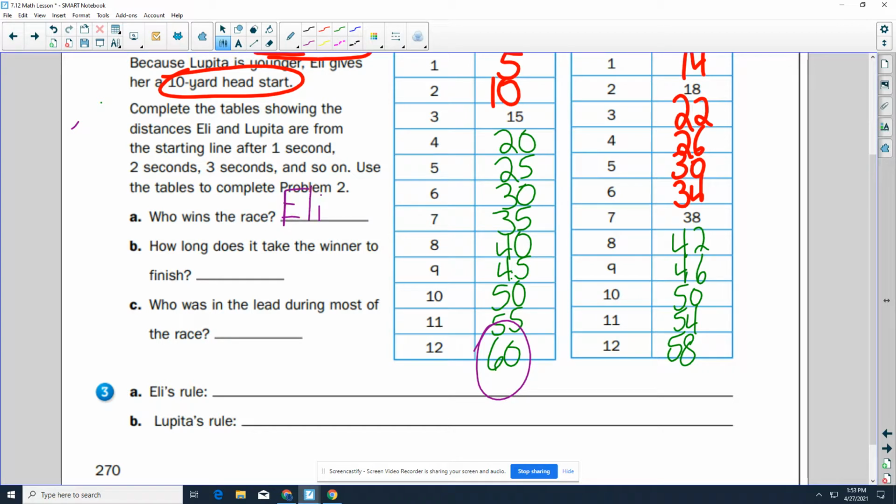How long does it take the winner to finish? Okay, so to cross at the 60-yard line, it would be Eli, and it took him the time of 12 seconds.